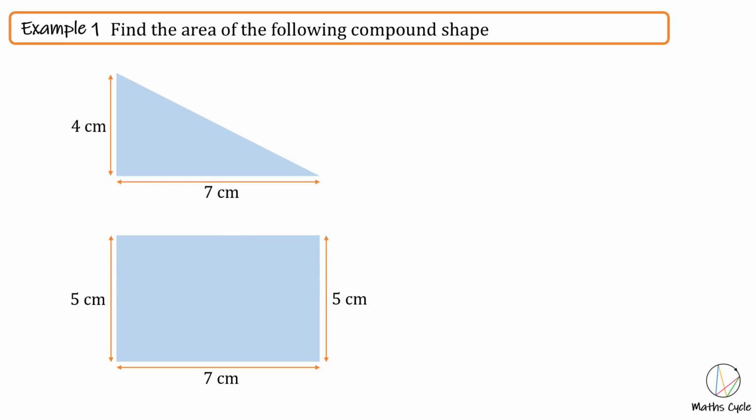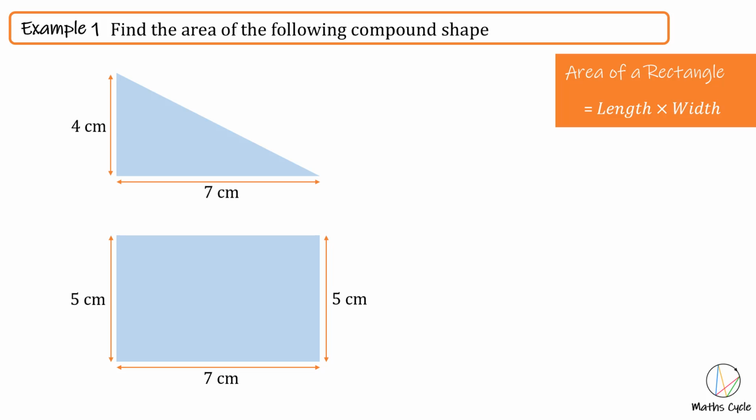Okay, so now the formula that we have from primary school is that the area of a rectangle equals length multiplied by width. We are going to advance that formula now. Instead of length multiplied by width, we are going to say base multiplied by the perpendicular height. So the 7 centimeters here is my base, and the 5 centimeters is my perpendicular height because I know it meets the base at a right angle.